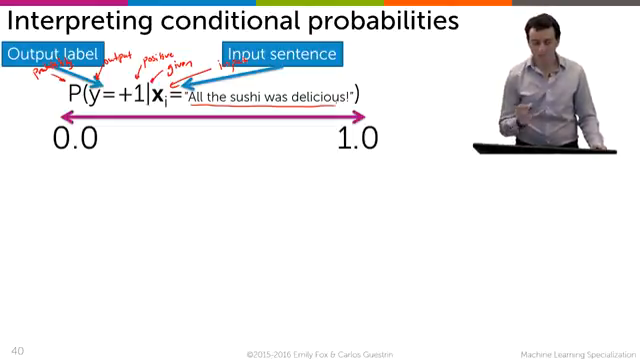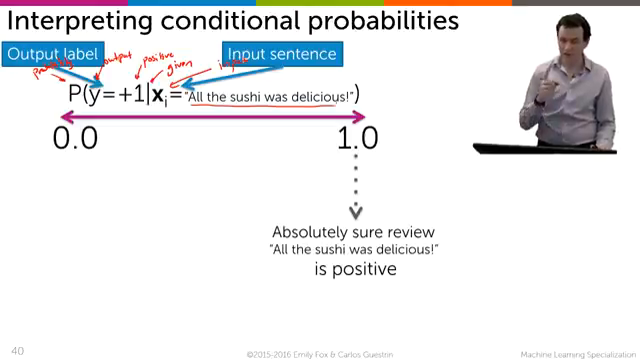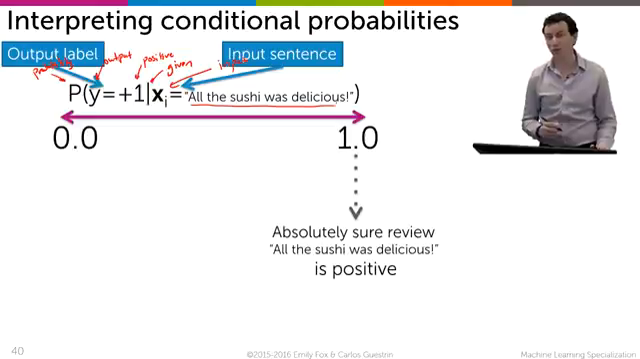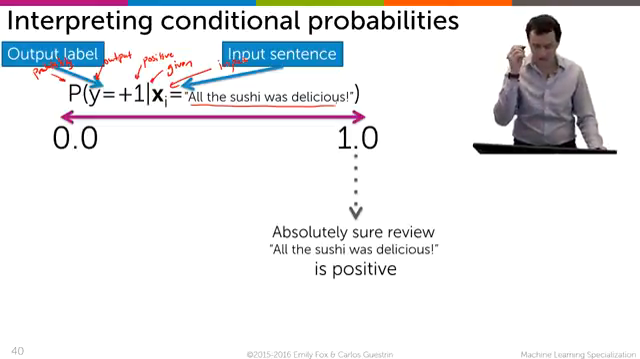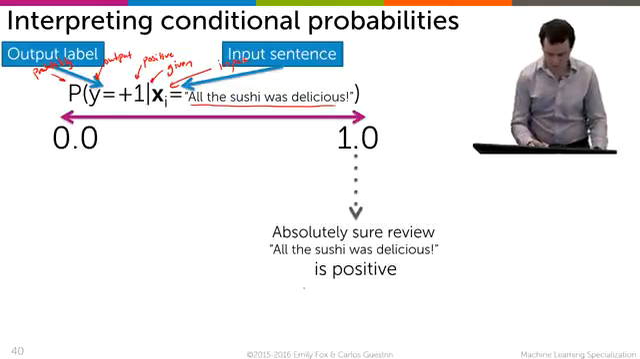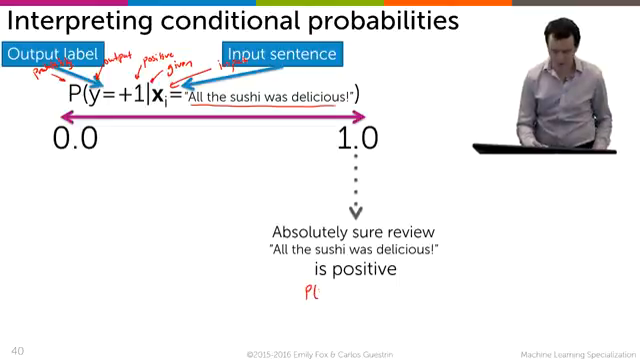Now, if I say that that output has probability 1, given this input, all sushi was delicious, then that means that I'm still absolutely sure that the review, all the sushi was delicious, is a positive review. I feel pretty good about that. So we're going to denote it by probability of y equals +1 given xi. This is our shorthand notation, is equal to 1. What does that imply, by the way?